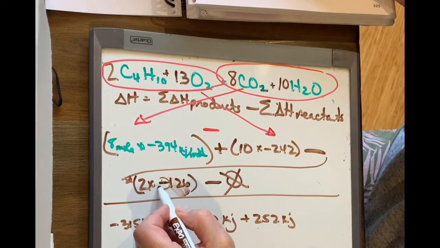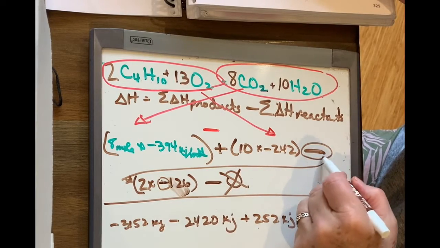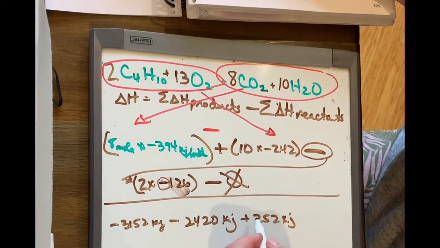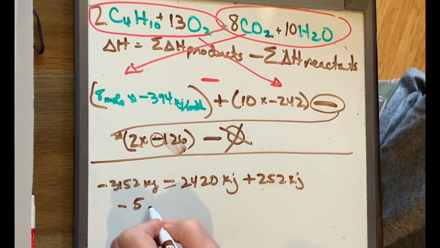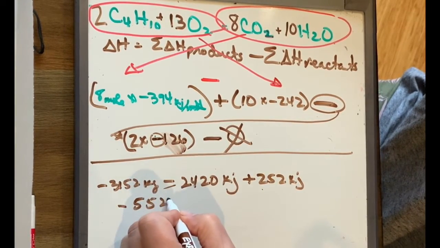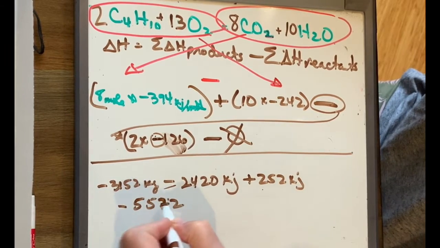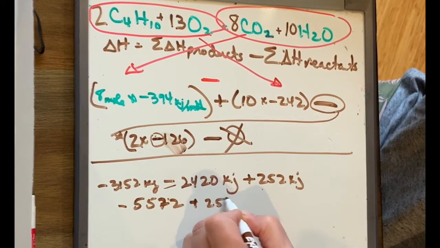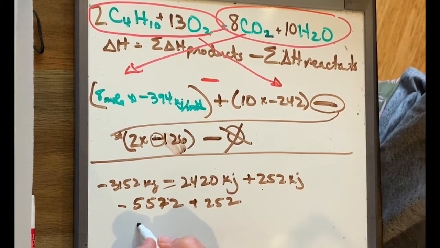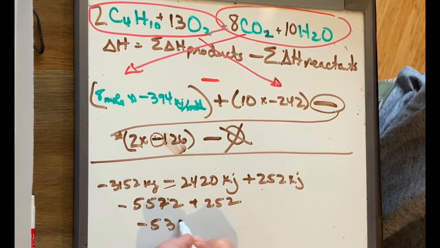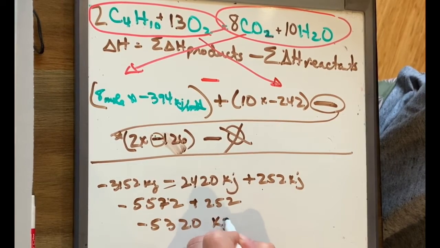But notice we have a negative here and a negative here, and those two negatives cancel each other out and make a positive. So if we add these two together, 5572 plus our 252, and we end up with minus 5320 kilojoules.